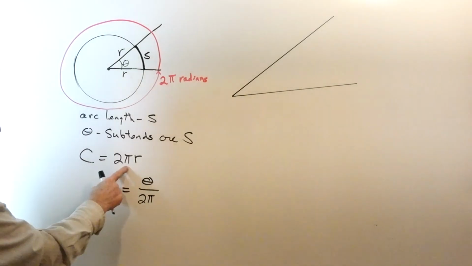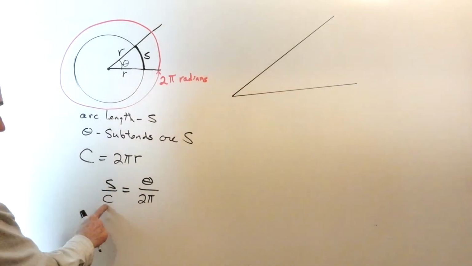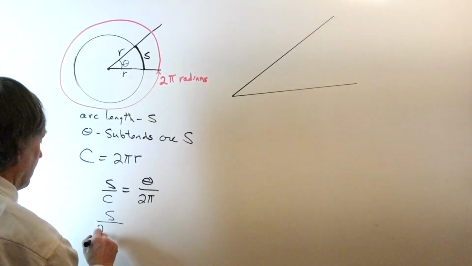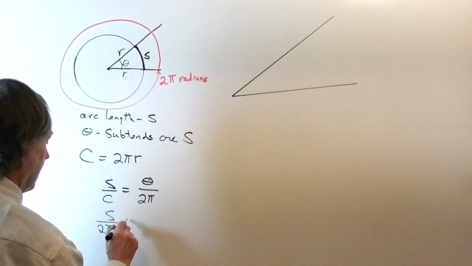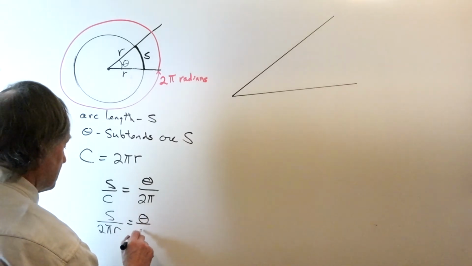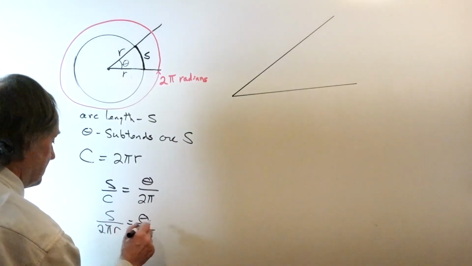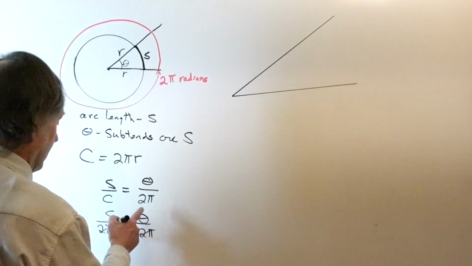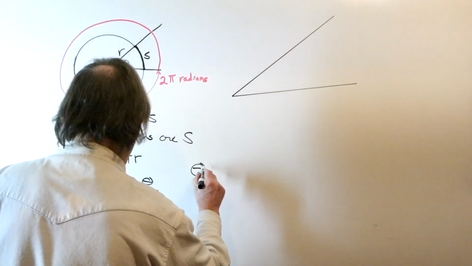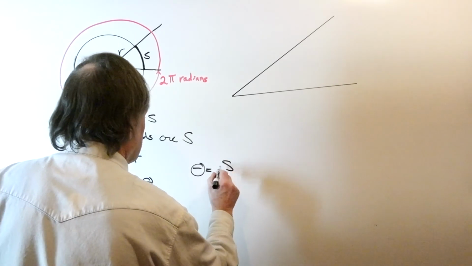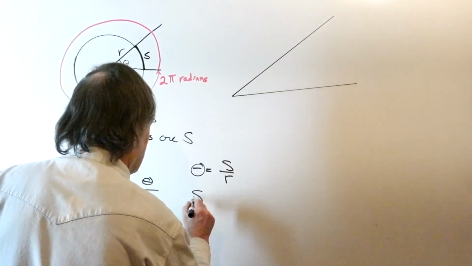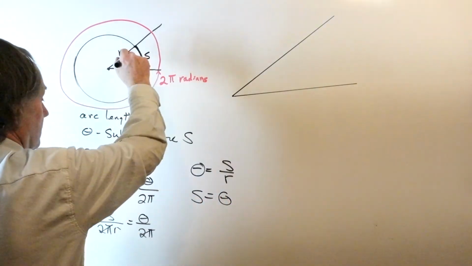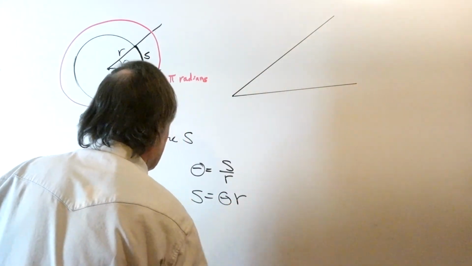But we know the circumference is 2 pi r, so we can substitute in here S over 2 pi r as theta is to 2 pi. Well, we have 2 pi on each side. We can cancel those out. So we're left with that theta is equal to S over r, or the arc length S is just the angular measure in radians times the radius.